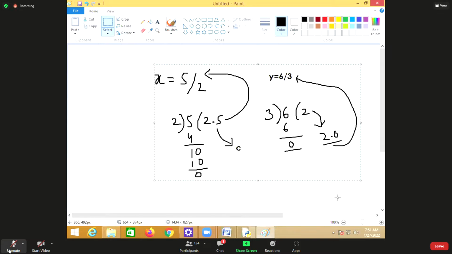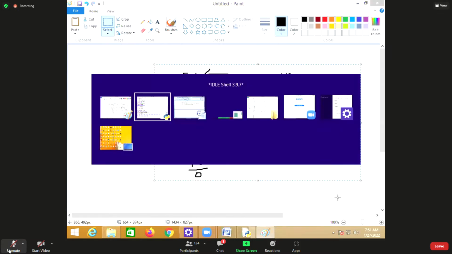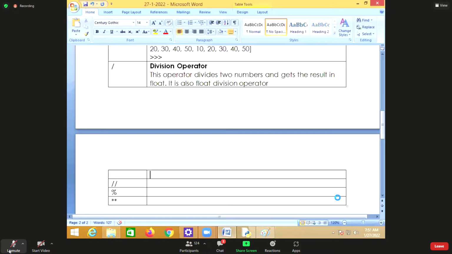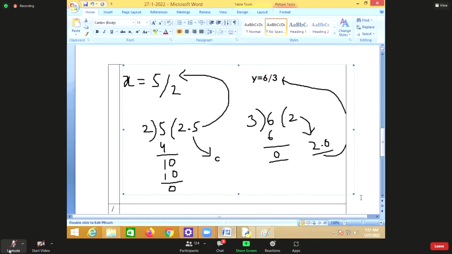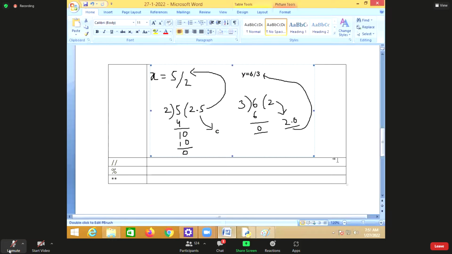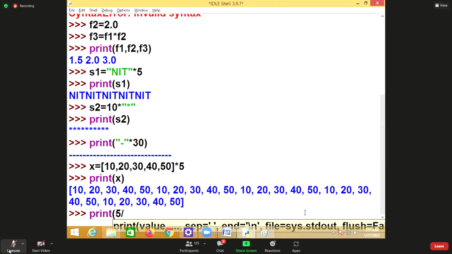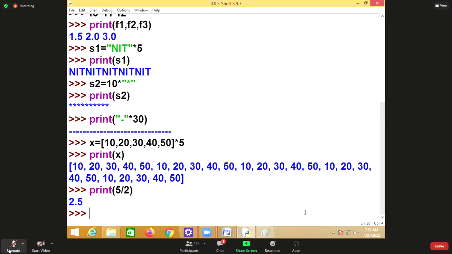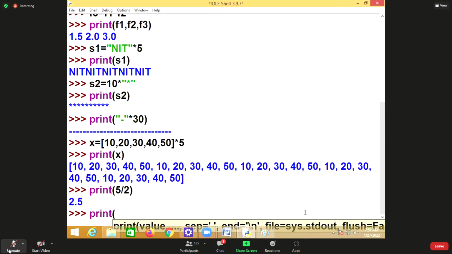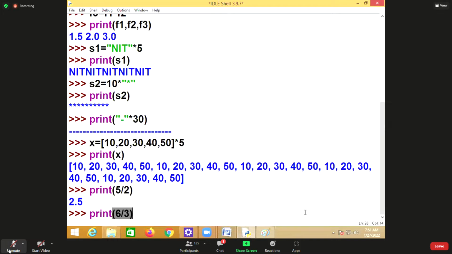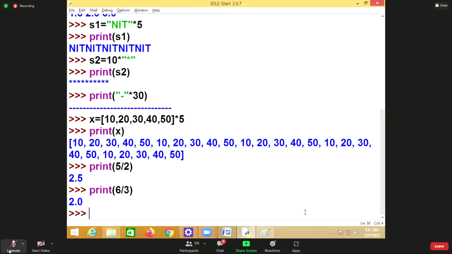But this will return the quotient. It is a float division. For example, if I'm saying print 5 divided by 2, what is the result here? 2.5. If I'm saying print 6 divided by 3, what is the value of it? 2.0.